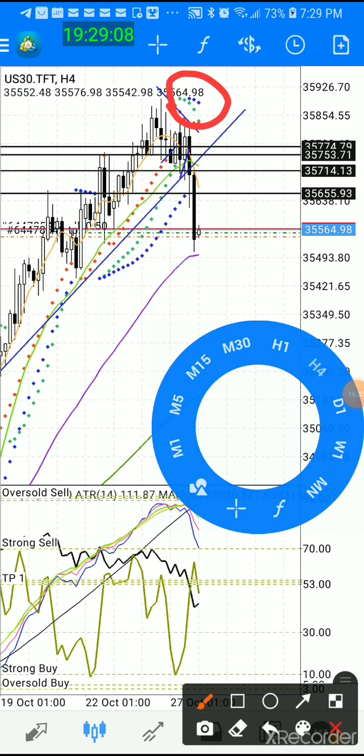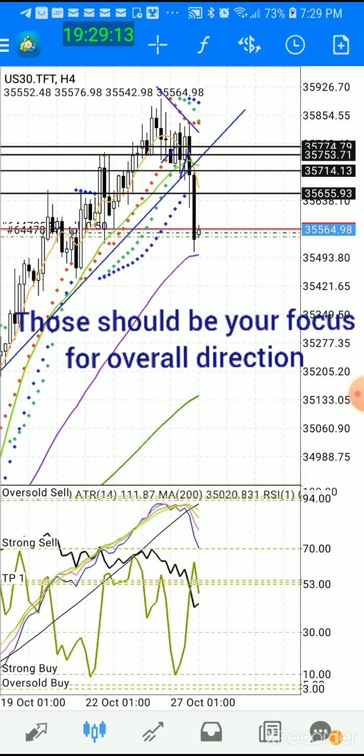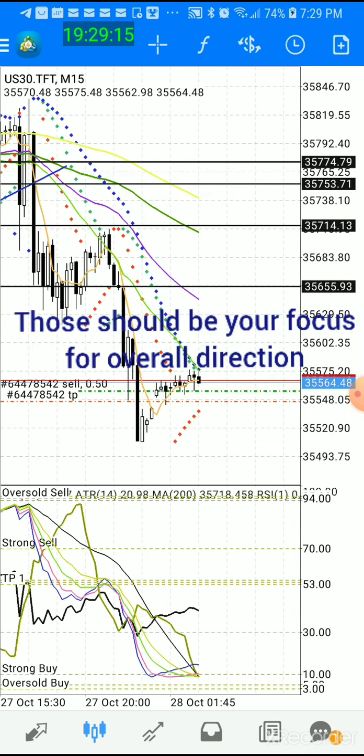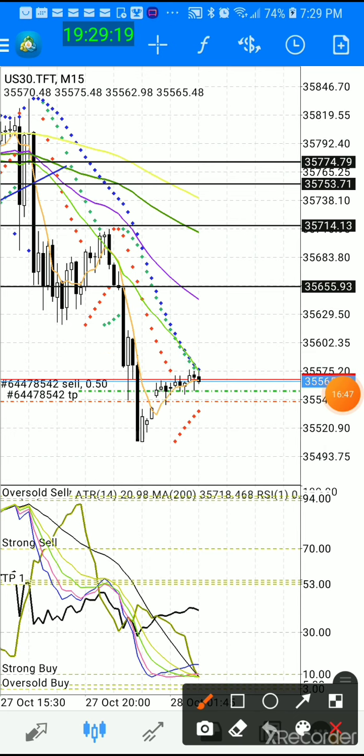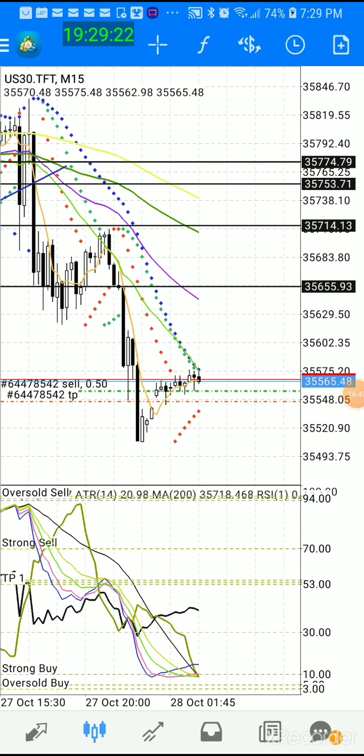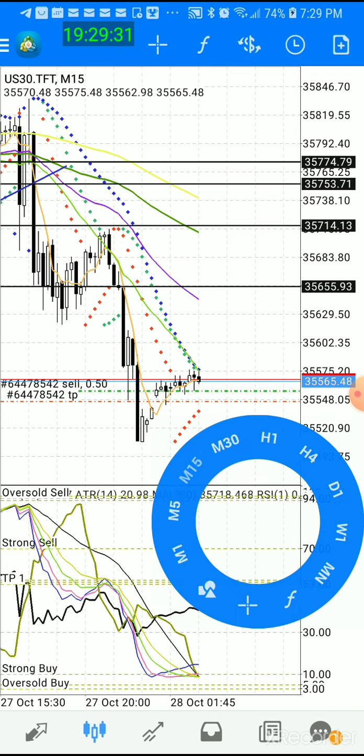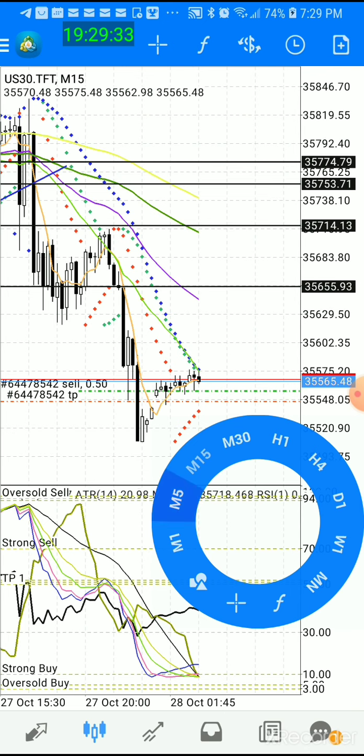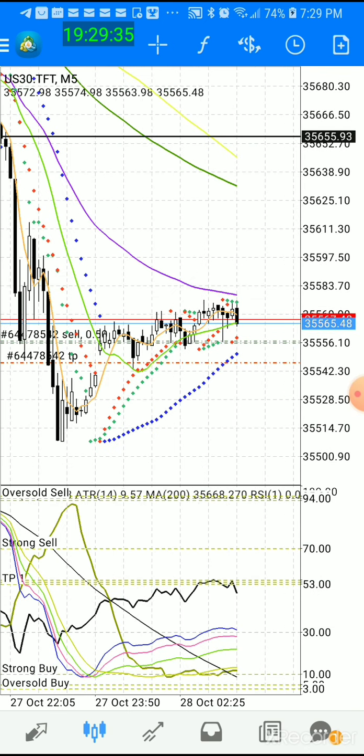Considering that my merged parabolic SARs isn't even close to the 20. There's more room to go down. Again, on the 15-minute time frame, that beautiful blue is still sitting above price. That's what I want to see. That's why I added it, for more confluence to know where I am related to price. Okay? And what I should be doing with that. That's beautiful. So we just gonna stand by and wait it out.